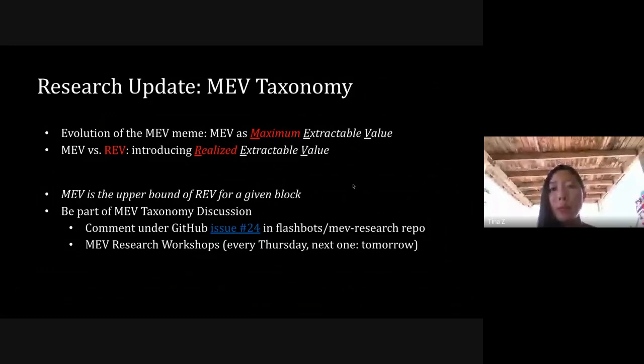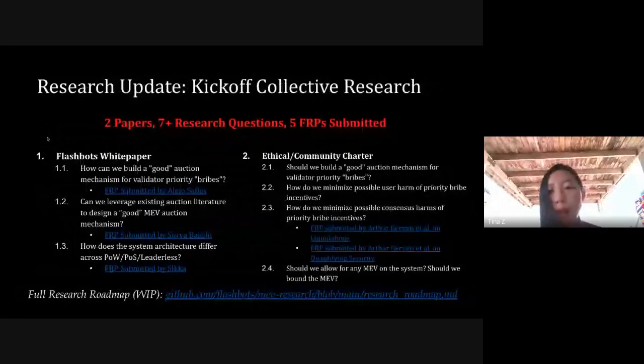The MEV taxonomy is part of our core research questions, and it is something that we will be addressing throughout paper 1 of the Flashbots research paper on our research roadmap. Next slides, and then one after.